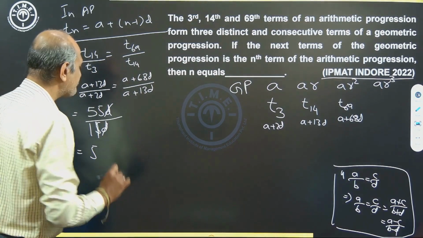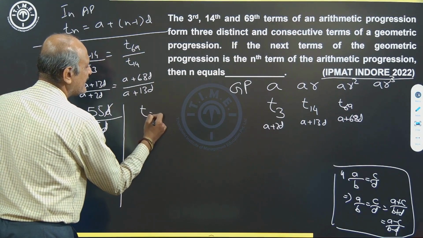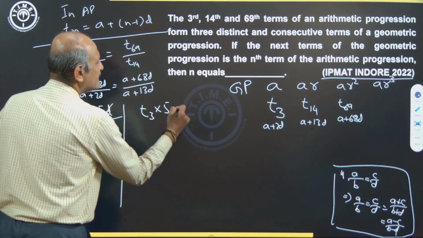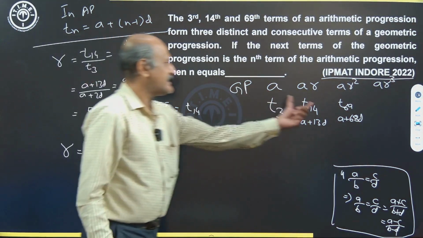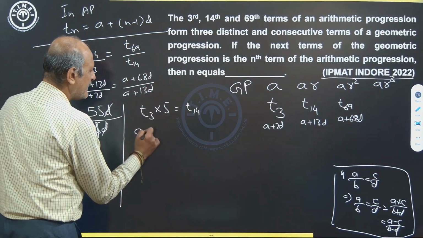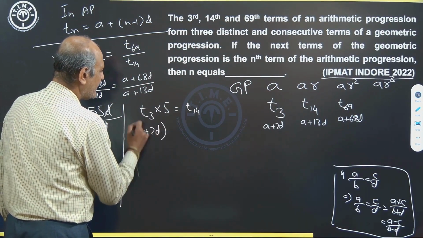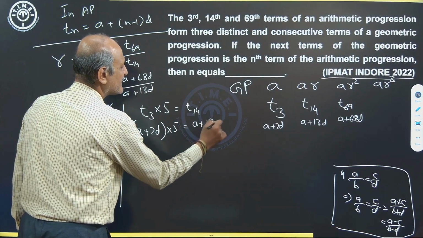That means T3 into 5 is equal to T14, since the second term is equal to R into the first term. So here we can tell it is A plus 2D, into 5, must equal A plus 13D.